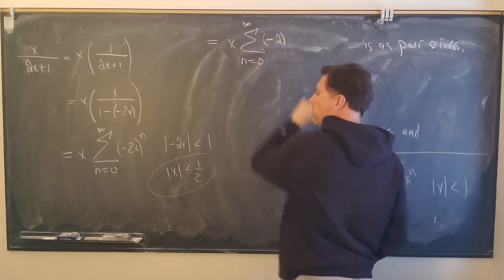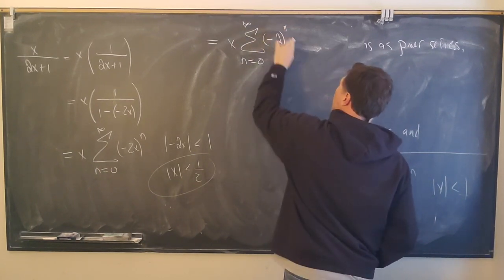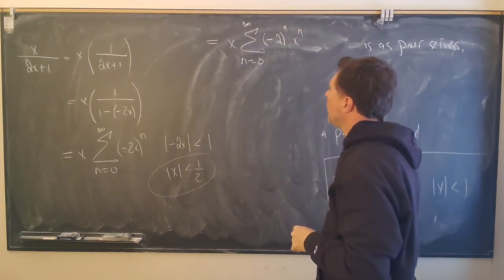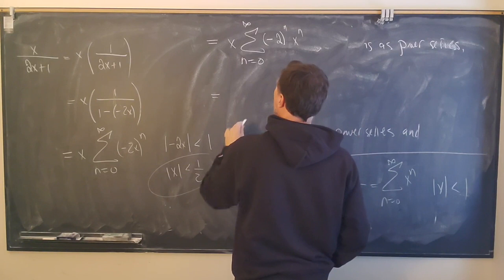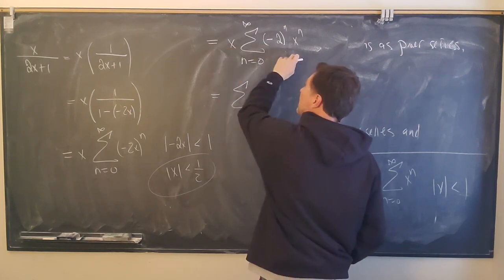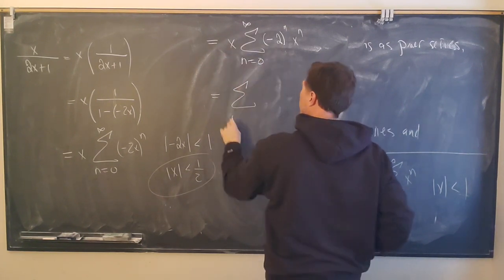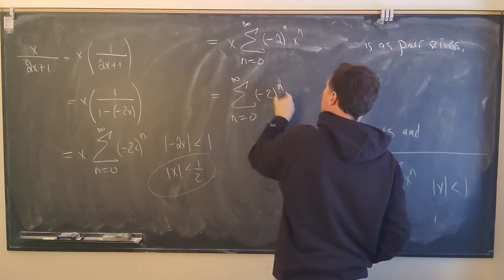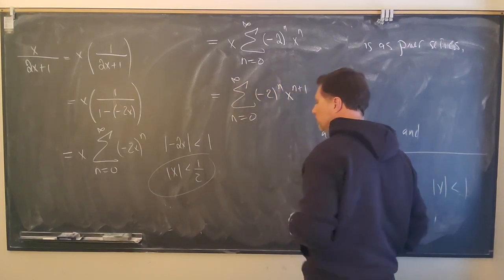Negative 2 to the n, x to the n. And then one more step, I'm going to bring this x back inside. So if I multiply, what I'll get is the sum from n equals 0 to infinity of negative 2 to the n, x to the n plus 1.